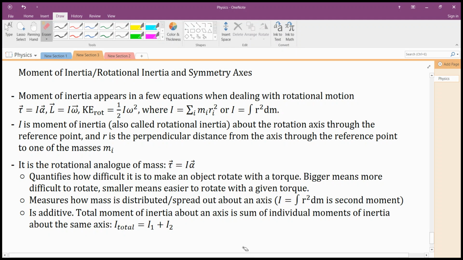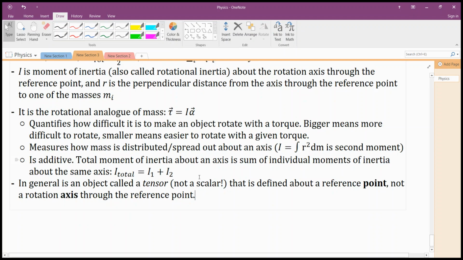It is also additive. If you want to find the moment of inertia of a more complex object or of multiple particles, then the total moment of inertia about an axis of rotation is just the sum of individual moments of inertia of each component about the same axis. So for an example, if we have a disk with a point mass stuck to it, if we want the total moment of inertia of this disk plus point mass, just find the moment of inertia of the disk about the axis of rotation in red, then find the moment of inertia of the point mass about the axis of rotation in red, add them up together, and that's the total moment of inertia of this system.